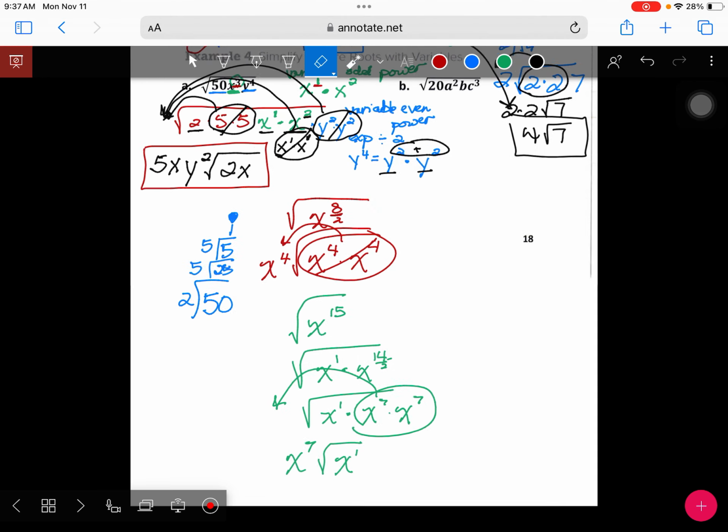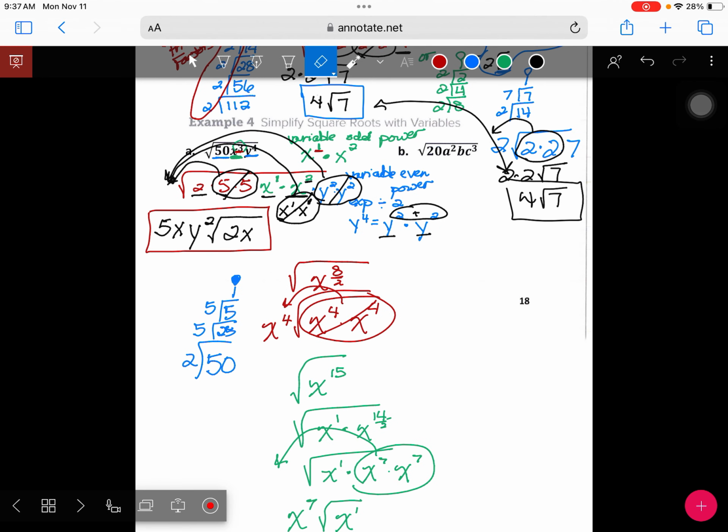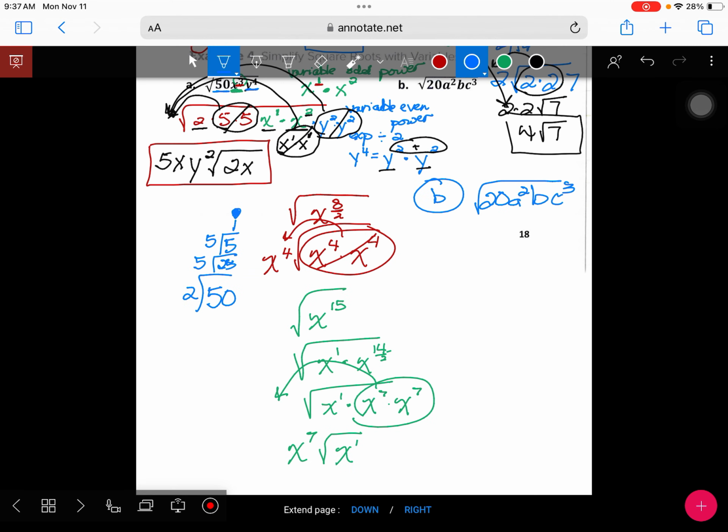All right, let's do the last one, letter B, which is buried in here. So this is letter B. I have the square root of 20a squared b c to the 3rd power. What am I going to do first? Let's bake our cake and put the bottom tier, right? Let's find the square root of our coefficient 20. So start with 20.